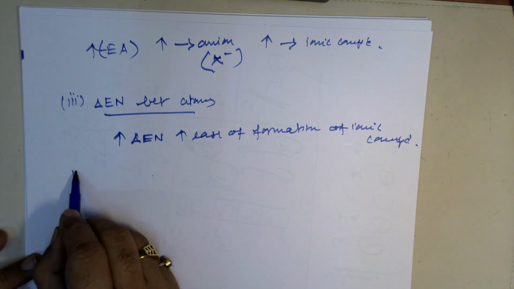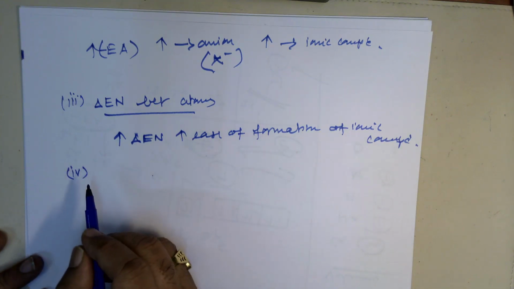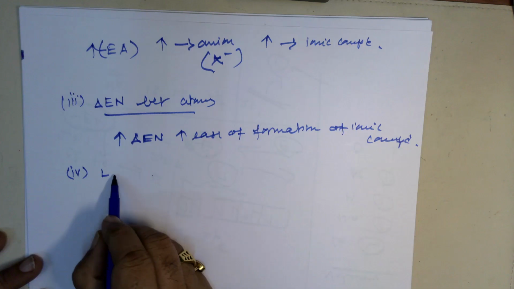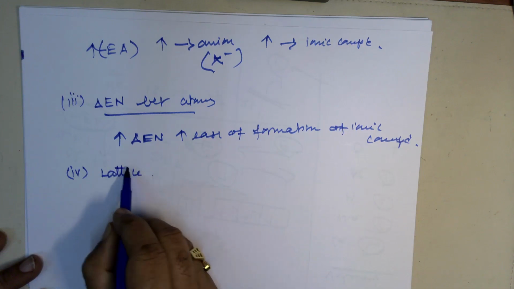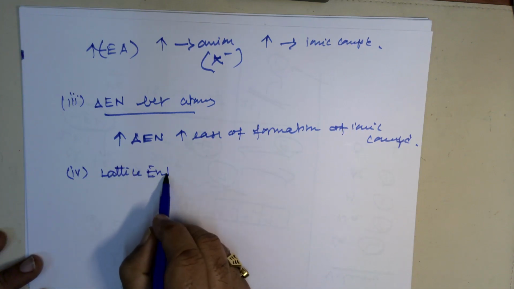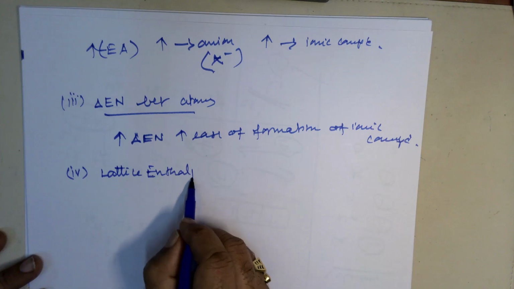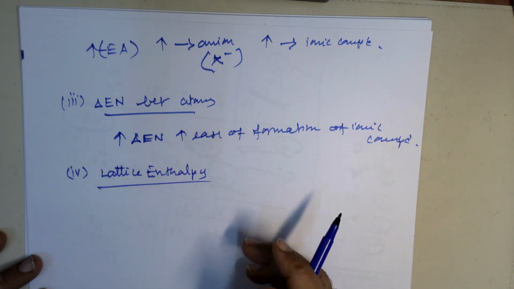Now let us move to the fourth point, lattice enthalpy. What do you mean by enthalpy? It is nothing but heat content. That's all.